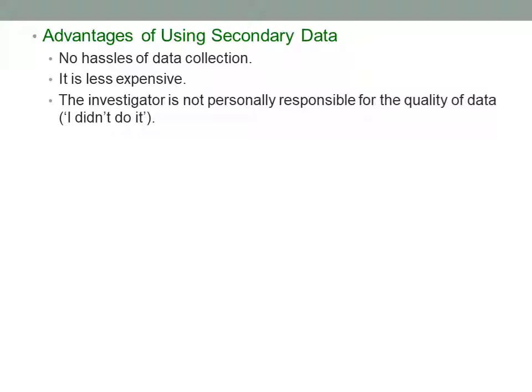Now, in the case of primary data, the investigator has personally ensured that the data is of quality, that it is in order with your research or the study. But in the case of secondary data, the investigator is not the person who is collecting the data, so the investigator is not personally responsible for the quality of the data once it is published. So these are the advantages of using secondary data.